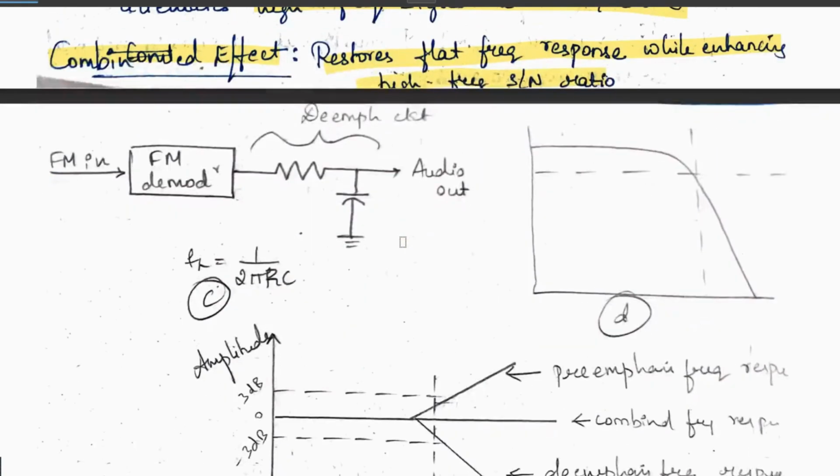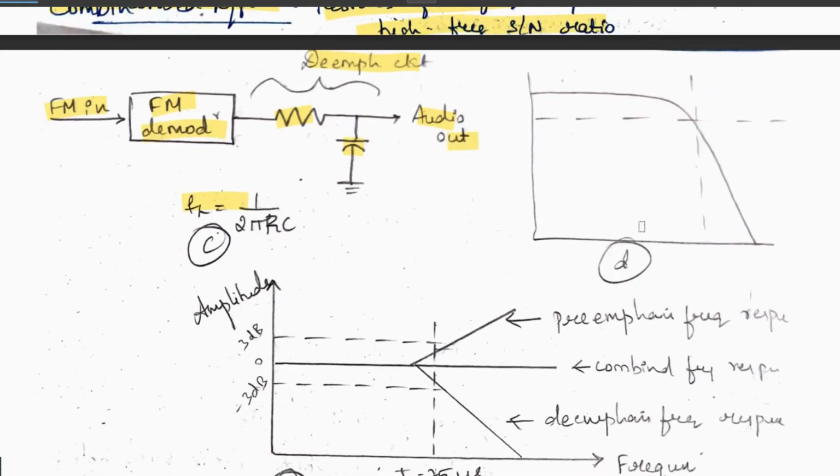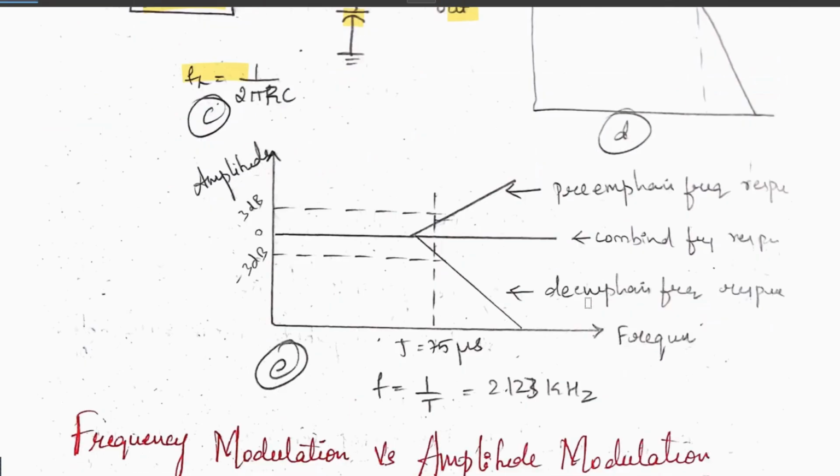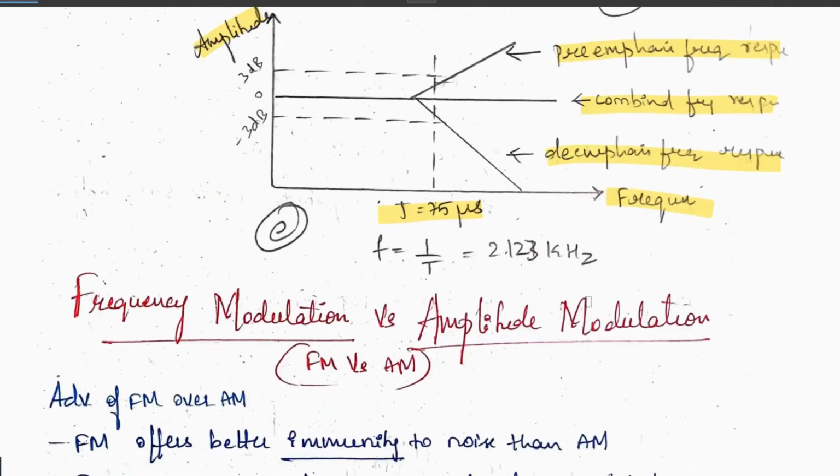You can observe that the FM is given in here, frequency demodulation is there. This is our de-emphasis circuit where we have R and C. So we get the audio output. Next, this is the slope you can observe for de-emphasis. As I said, the combined effect will be our combined frequency response. Above will be the pre-emphasis frequency response and below will be the de-emphasis frequency response. This is a graph plotted against frequency and amplitude at tau equal to 75 µs.